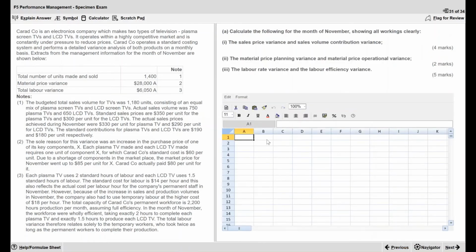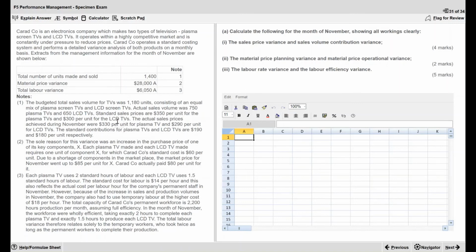CARETCO is an electronics company which makes two types of televisions, plasma TVs and LCD TVs. It operates within a highly competitive market and is constantly under pressure to reduce prices. CARETCO operates a standard costing system and performs detailed variance analysis of both products on a monthly basis. Extract from the management information for the month of November are shown below. We have total number of units made and sold, material price variance and labor variance.